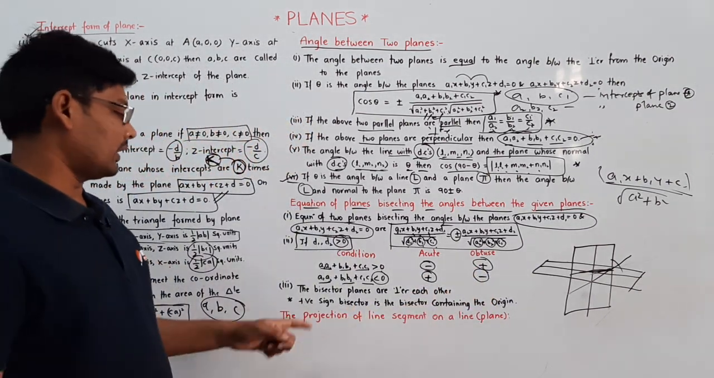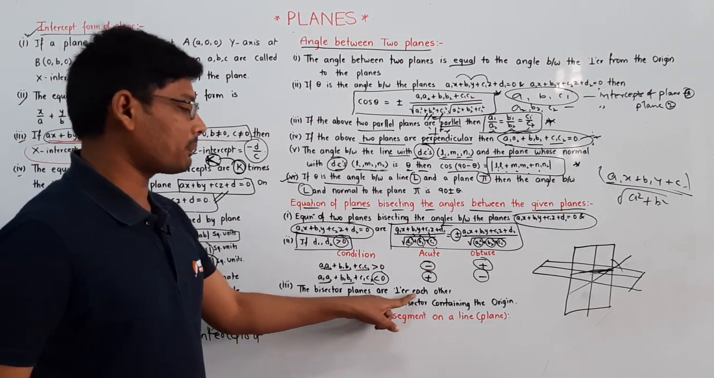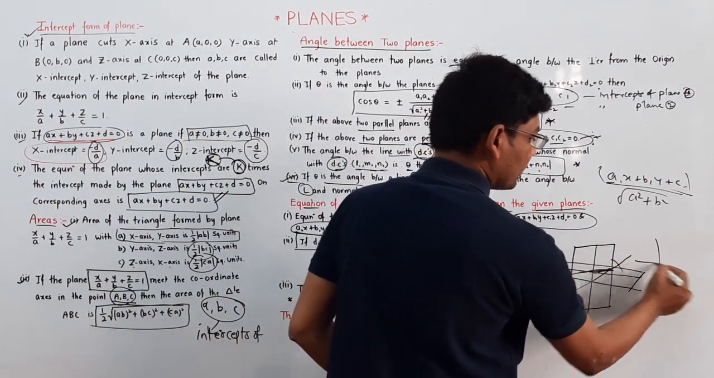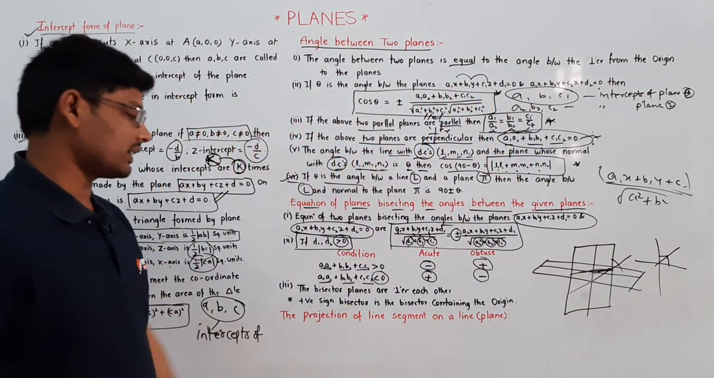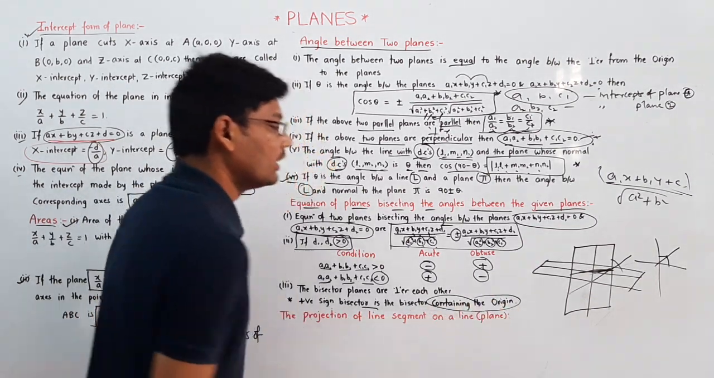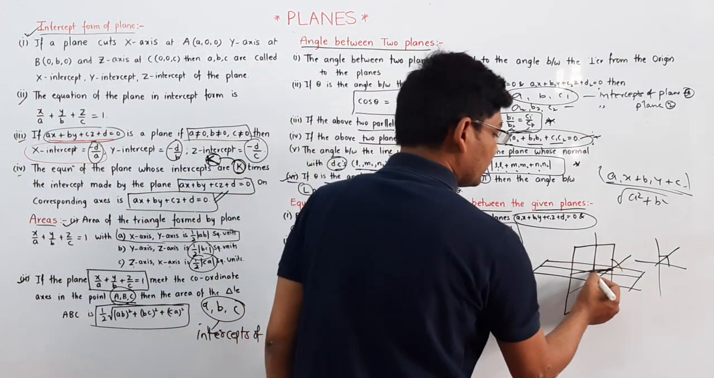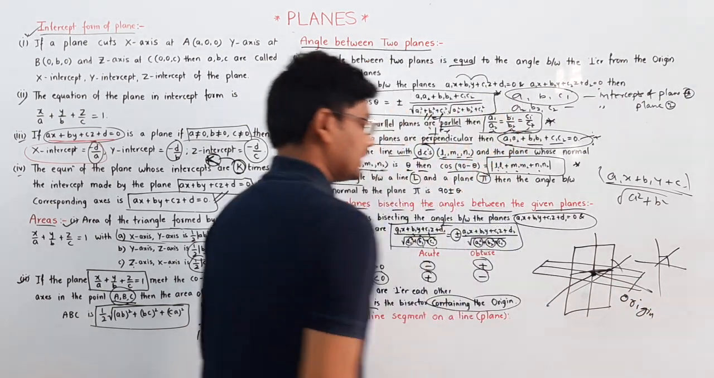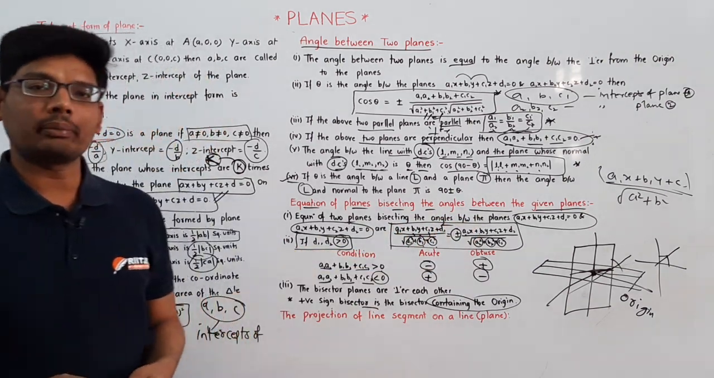So what are the acute and obtuse bisector angles? The bisector planes are perpendicular to each other. Bisecting planes are always perpendicular, like this plus symbol here. Bisecting planes are always perpendicular to each other. Then the positive sign bisector is the bisector containing the origin of a 3D coordinate system. This is all about the equation of the plane bisecting the angle between two given planes.